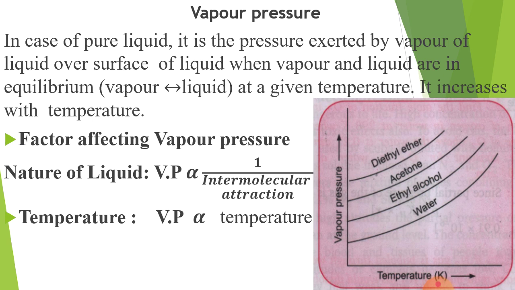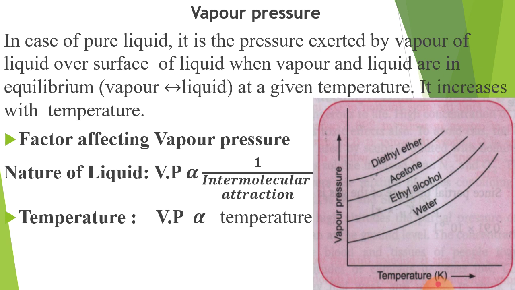Now we have to know which factors affect vapor pressure. The factors affecting vapor pressure. First, nature of liquid. That is nature of solute or nature of solvent. The vapor pressure is inversely proportional to intermolecular force of attraction. That is, more the intermolecular force of attraction, less will be the vapor pressure.